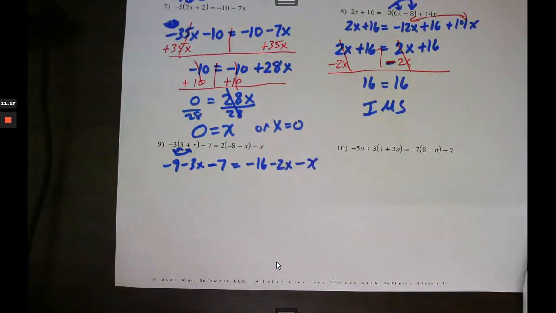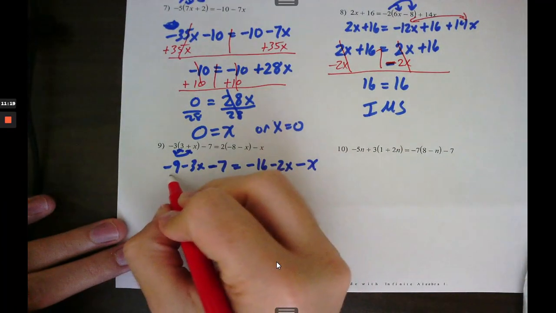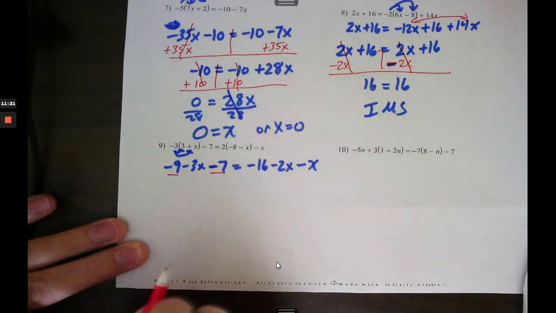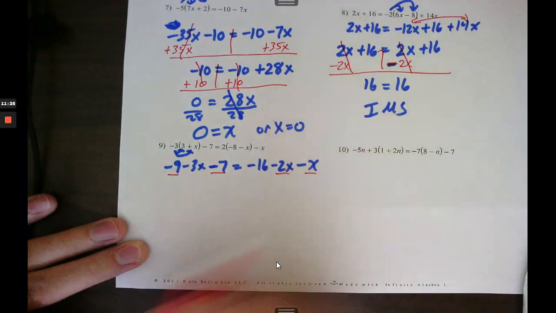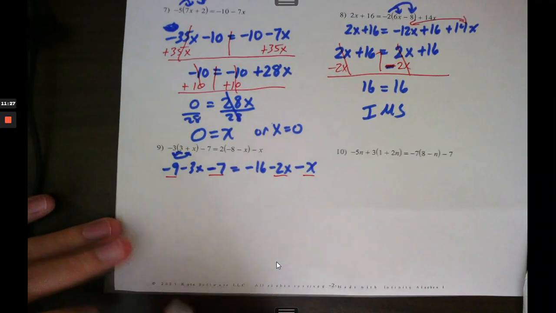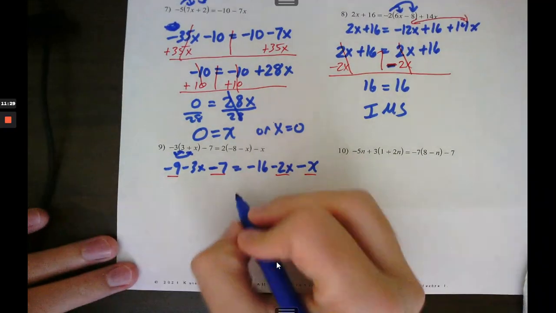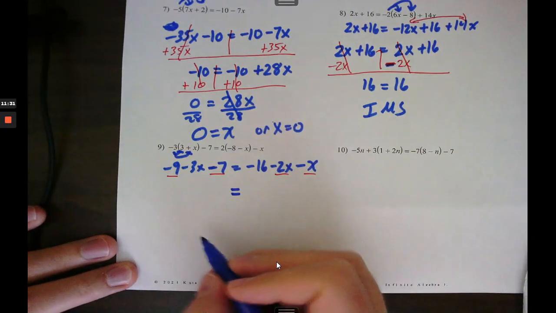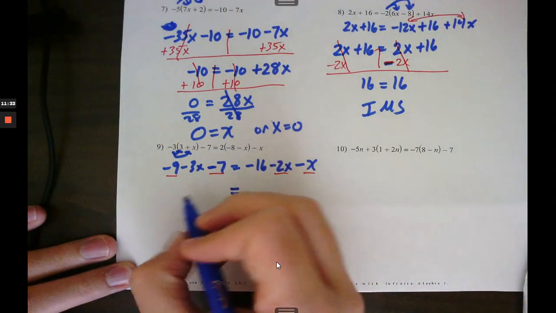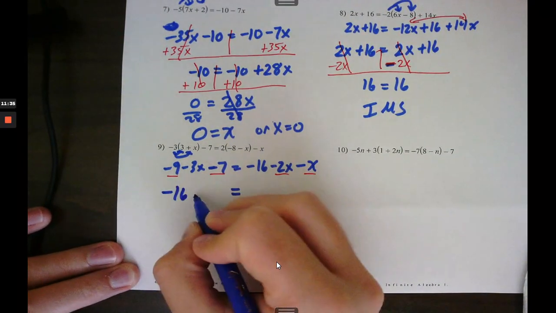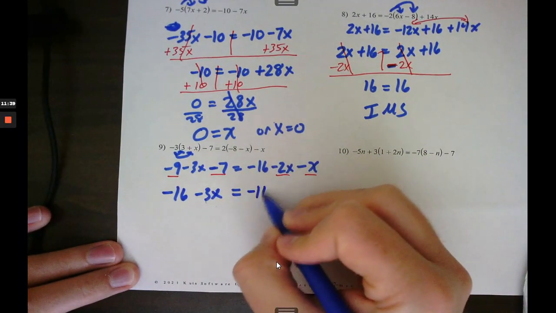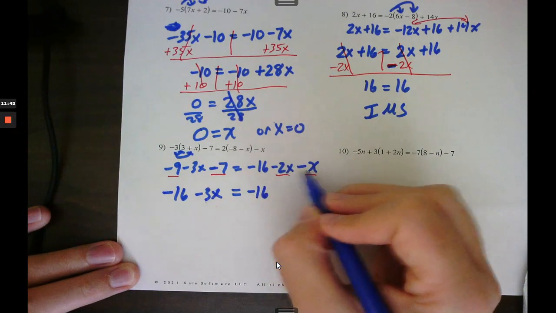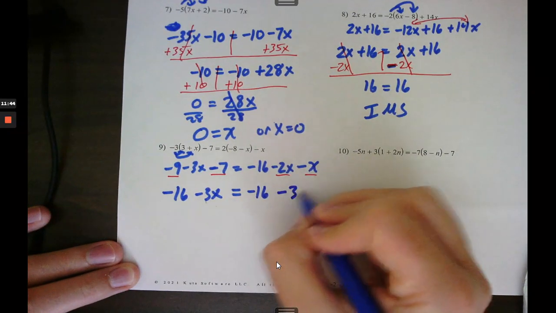Okay, I now have like terms. Negative 9 and negative 7 are like terms on that side. Negative 2x and negative x are like terms on this side. Okay, so I'm going to go ahead and combine the like terms on each individual side. So negative 9 minus 7 is negative 16 minus 3x. And then here I have negative 16, and then negative 2x minus x, that's going to be negative 3x.